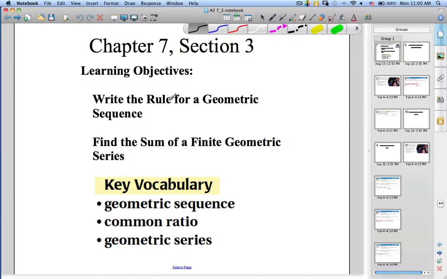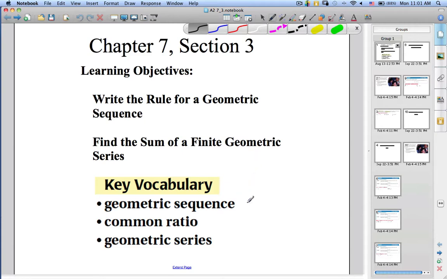In section 3, we're going to work with a different type of sequence. Now we're going to be working with geometric sequences. And if you remember from my introduction to this chapter, geometric sequences are based on exponential functions. Okay, so they're exponential growth or exponential decay. And we still are going to follow the same rules about finite or infinite series when we look at them.